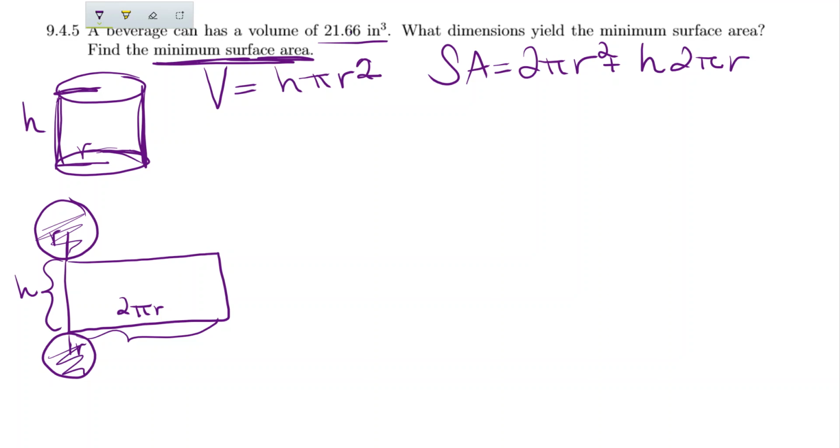Oh, and in particular, I know my volume. It's not V, it's 21.66. So I should probably use the number in here since it's a constant. I have a fixed volume I'm looking at, and it's the volume of a soda can I found in my house.